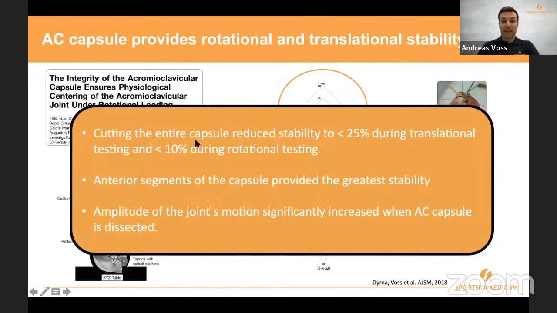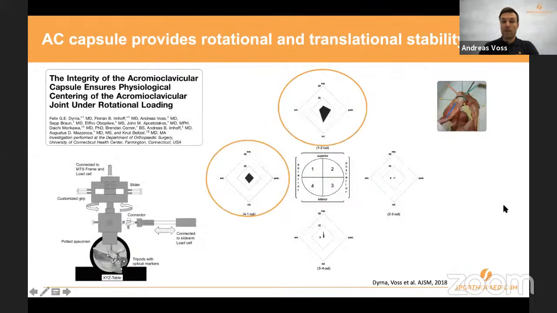So cutting the entire capsule reduced the stability up to 25% during translational testing and 10% during rotational testing. We know that the anterior segments of the capsule provide the greatest stability, and the amplitude of the joint's motion significantly increased when the AC capsule is dissected. So the AC capsule has a very, very important role during AC joint and shoulder movement.